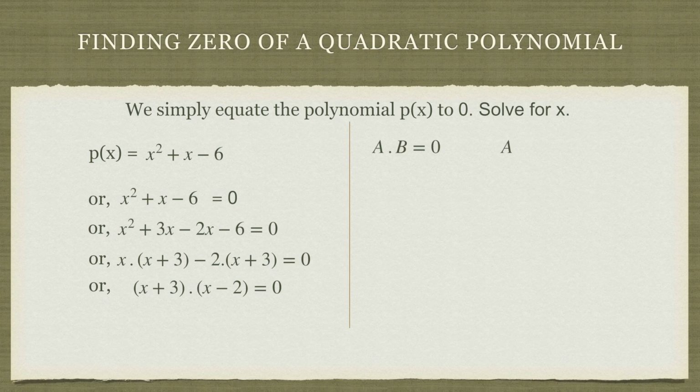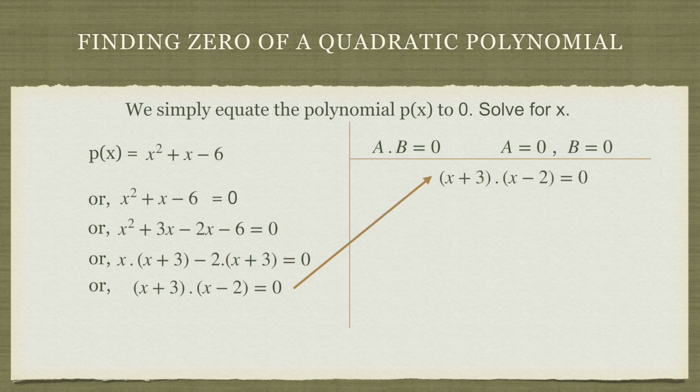Now we know that if we have two terms, a times b equals 0, the product of two terms is 0, then a can be 0 or b can be 0 or both of them can be 0. So we have over here (x plus 3) times (x minus 2) equals 0. So that means x plus 3 can be 0 or x minus 2 can be 0. So let's process each one of them.